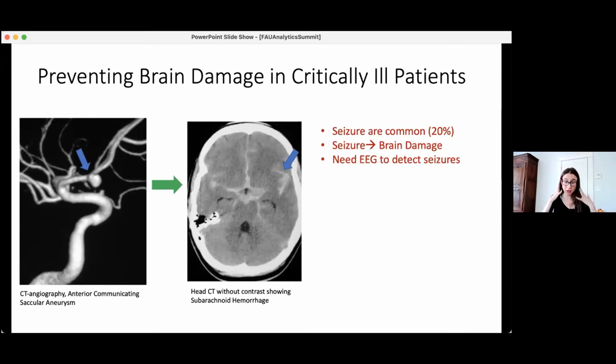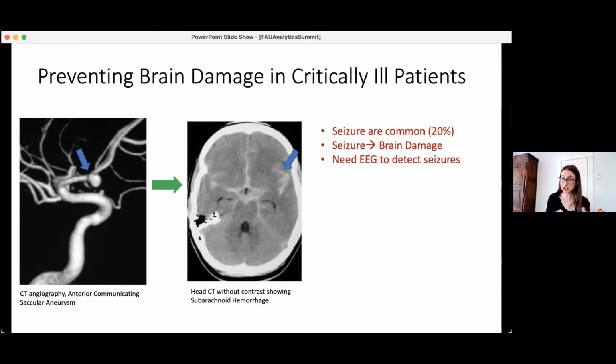There are monitors all over your head, and they're monitoring electrical signals in your brain. The reason they're monitoring you is because you might get a seizure in your brain. These are subclinical seizures, which means that you're not shaking, it's all in your brain. Those seizures are common. They occur in 20% of such patients. They cause brain damage, they cause death, and the only way to detect them is to have the patient be monitored with EEG.